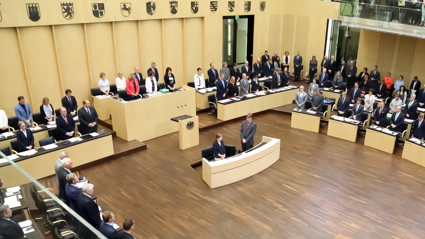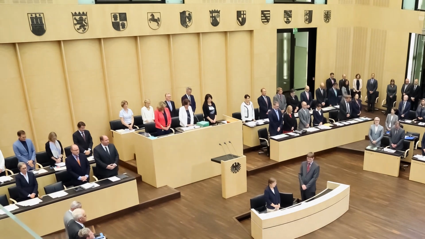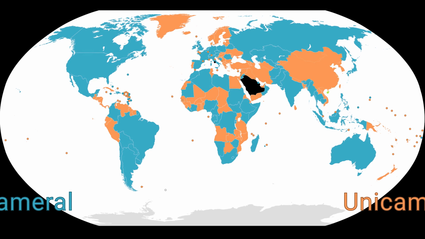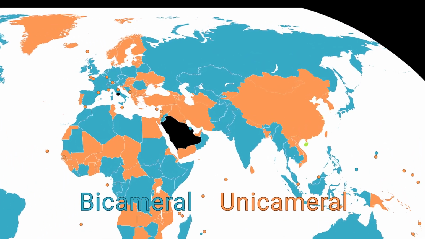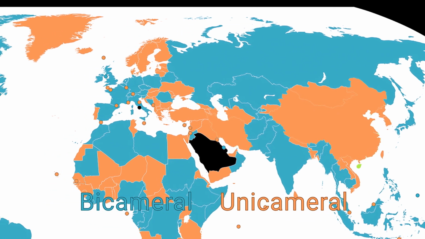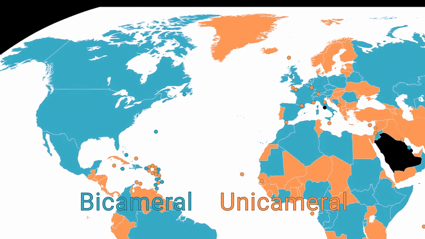Newer democracies tend to adopt a unicameral system, while historical democracies often favor a bicameral system. Currently, approximately 60% of countries have a unicameral legislative body, while 40% have a bicameral one. It is worth noting that throughout history, and especially in recent decades, the number of countries transitioning from bicameral to unicameral systems has been higher than the reverse.